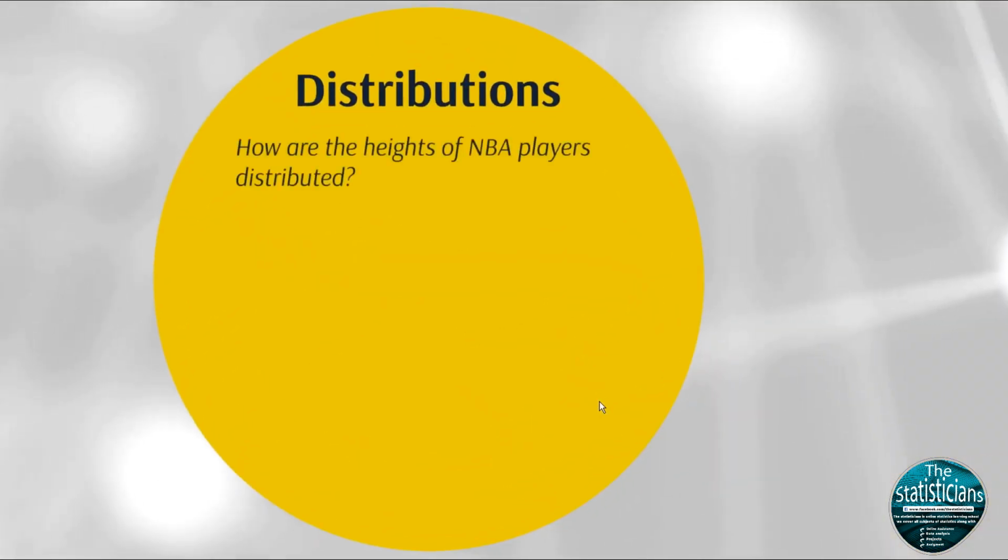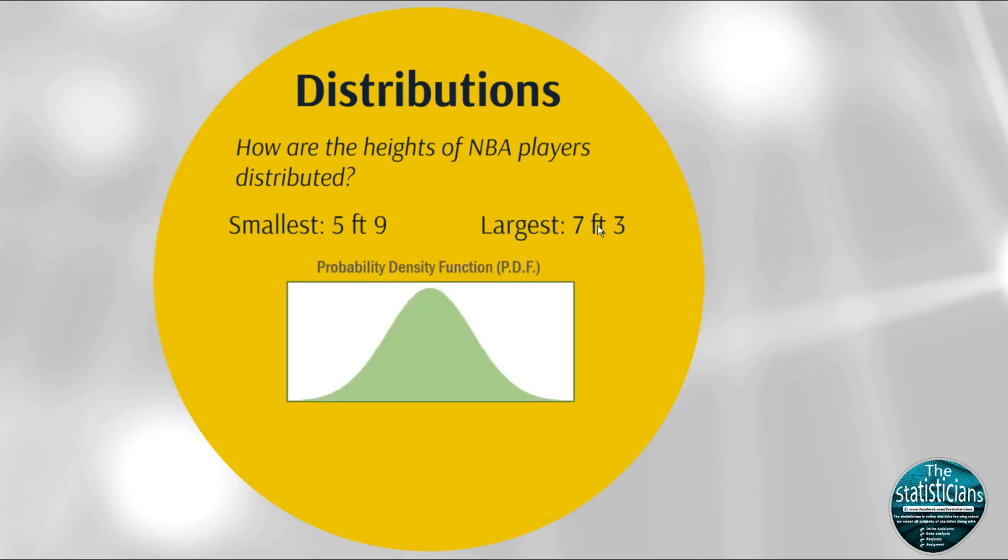Now, distributions. If I was to ask, how are the heights of NBA players distributed? Now, the smallest player currently playing in the 2018-19 season is Isaiah Thomas at 5'9", and the largest player is Boban Marjanovic at 7'3". Now, all the other players will fit somewhere between the smallest and largest. Here we go, there's a picture of both of those two players. Anyway, what we can present is something called a probability density function, which essentially describes the distribution of all the players in between the smallest and largest player here.